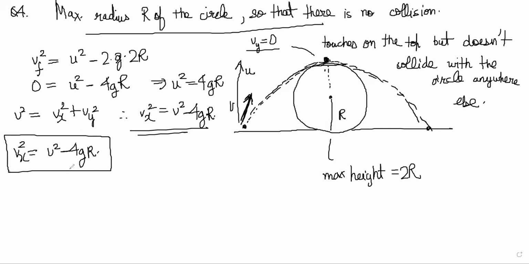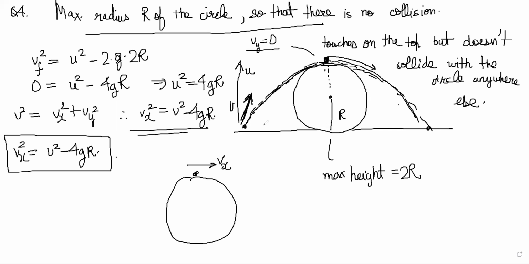Now, how do you think we will write the condition that the particle doesn't collide with the circle, right? It is touching the circle here, but it is not colliding with the circle anywhere else. Think about the projectile coming from this side to this side. Since this path is symmetrical to this path, we can just focus our attention from here to here. That will be slightly easier for us. So let's say the particle is here. It has just horizontal velocity Vx right now.